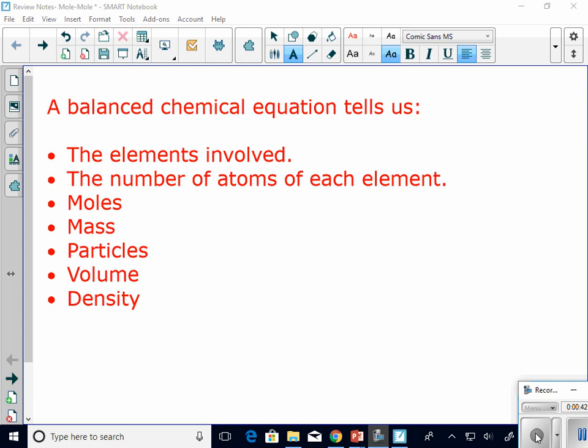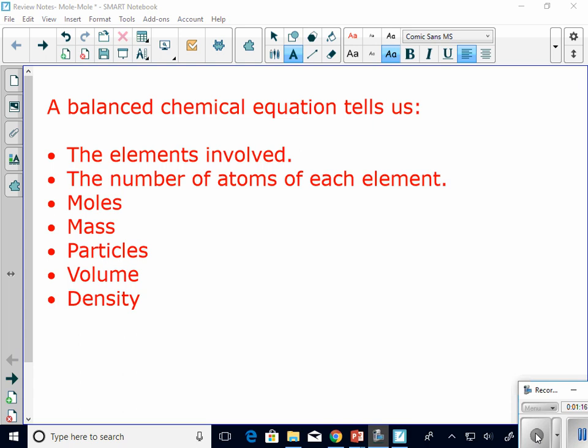It's going to be aluminum, oxygen. So we are forming aluminum oxide. So it tells you the elements involved, and it tells you the exact number of atoms of each element. A balanced chemical equation will tell us moles. A balanced chemical equation will tell us mass, if we can get the molar mass from our periodic table.